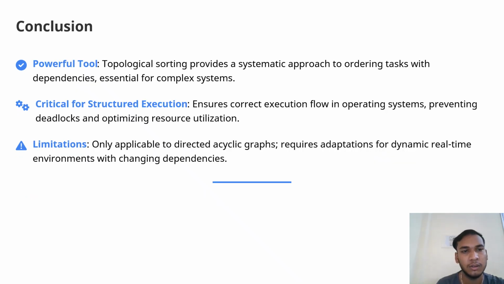Conclusion: it is a powerful tool. Topological sorting provides a systematic approach to order tasks with dependencies, essential for complex systems. Critical for structured execution. It ensures correct execution flow in operating systems, preventing deadlocks and optimizing resource utilization. Limitation: it is only applicable to directed graphs and requires adaptation for dynamic real-time environments with changing dependencies.